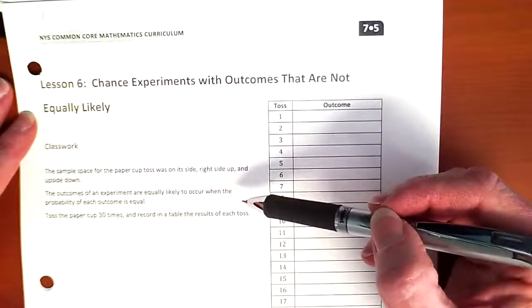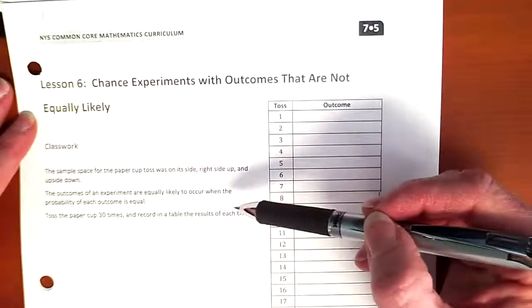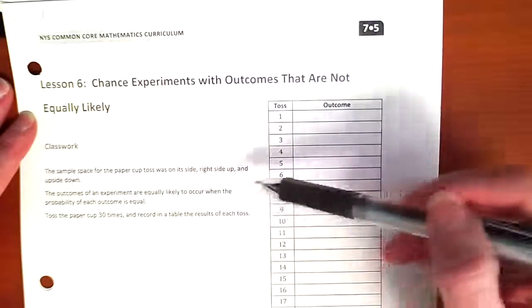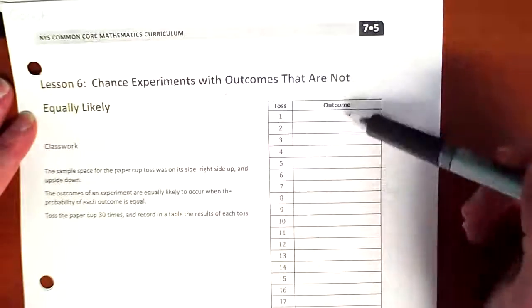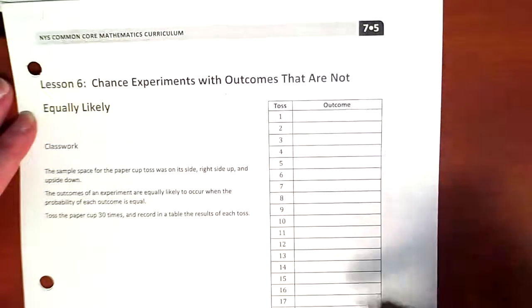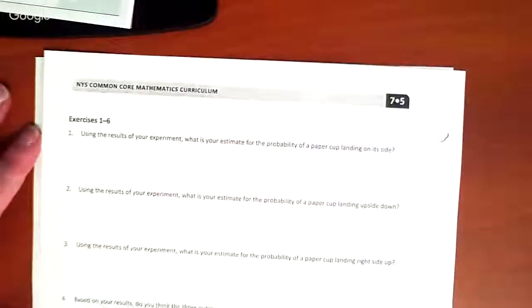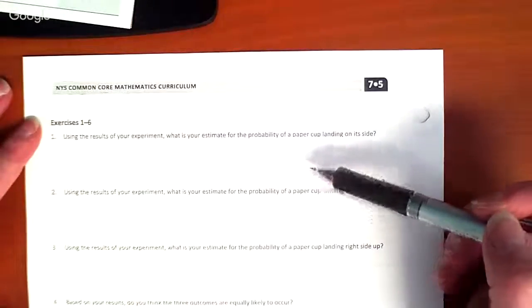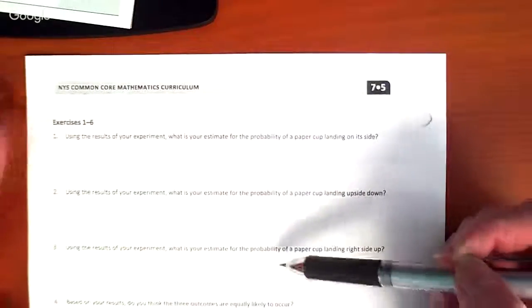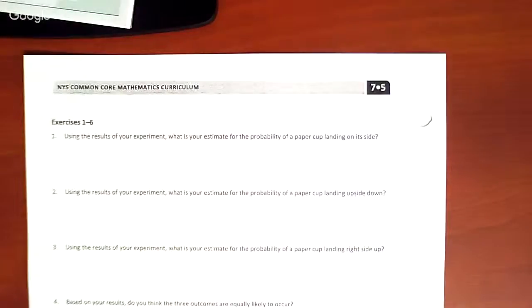Toss a paper cup or a plastic cup 30 times and record the results of each toss in a table. And here's where you would record it, right in here. Okay? So next, you would answer these questions using the results of the experiment, from 1 through 4.